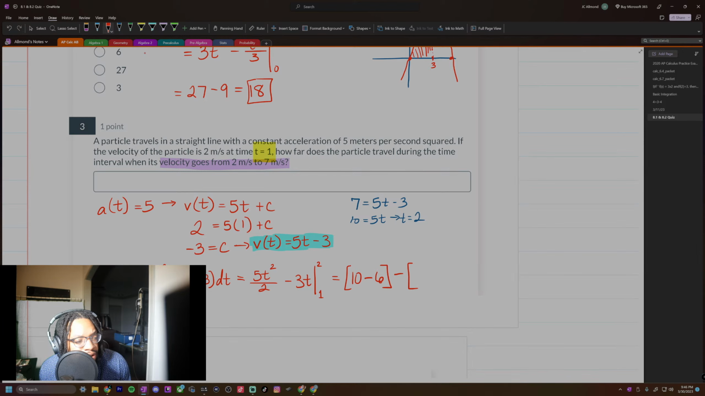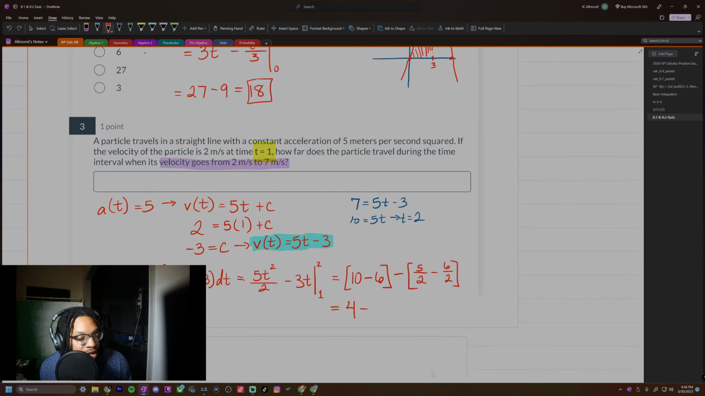All right, now when t is 1, this will just become 1 squared times 5, so 5 over 2, minus 3 times 1 is 3, but I'm going to go 6 over 2 for common denominator's sake. All right, so this is going to be 4 minus, what does this become? 5 minus 6, which is negative 1 over 2. So technically 4 plus 1/2, or 4.5. And I should label my units. This would be meters. 4.5 meters.